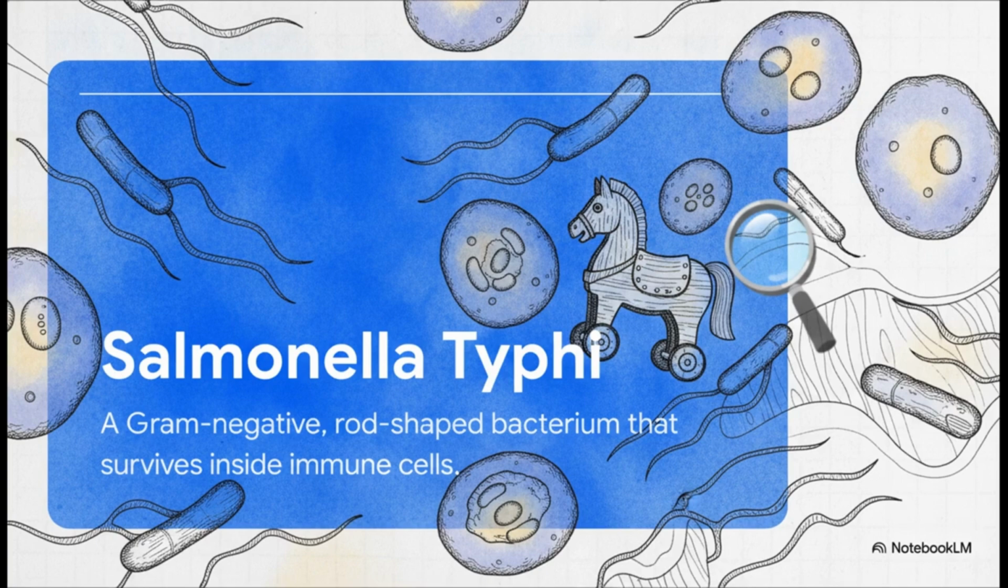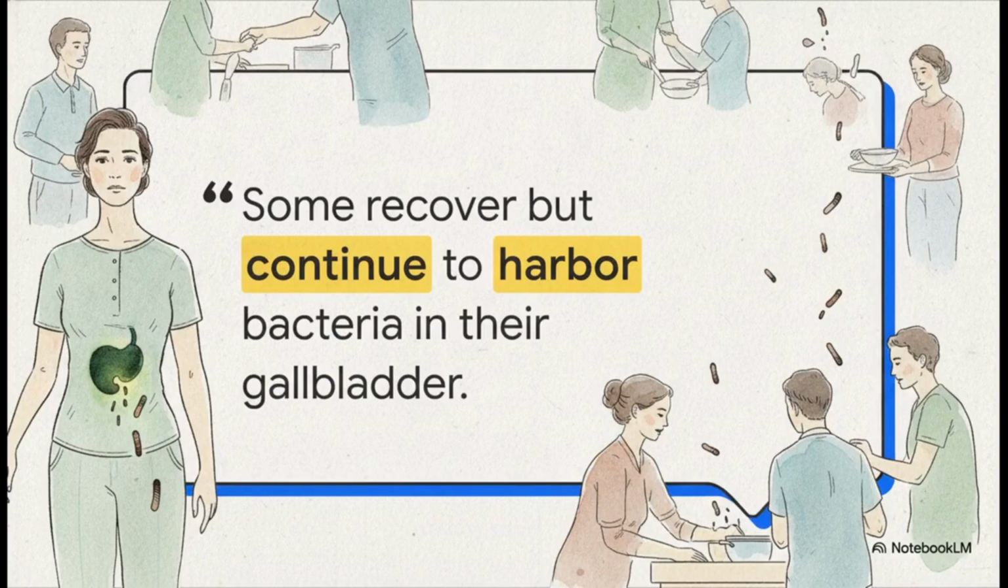And you know, this Trojan horse ability perfectly illustrates a really dangerous phenomenon, the chronic carrier. Think about the famous historical case of Mary Mallon, better known to the world as Typhoid Mary. Some individuals fully recover from the clinical symptoms of typhoid, but they actually continue to harbor the live bacteria, very often hiding safely away right in their gallbladder. They silently shed the bacteria in their feces, spreading the infection to numerous people completely unknowingly, all because they themselves feel perfectly fine.